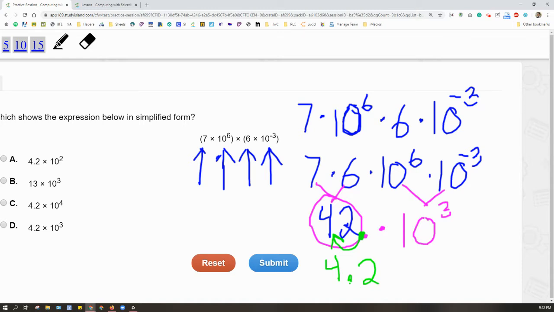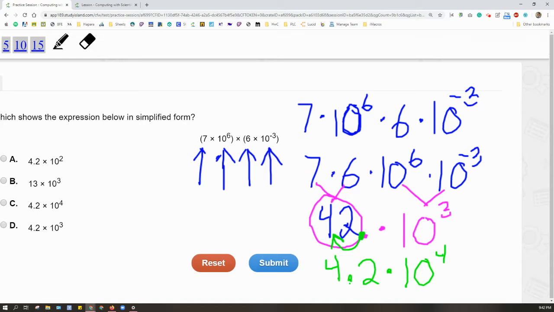When you move a decimal point, you're either making the number 10 times smaller or 10 times bigger. So if I change 42 to 4.2, I just made it 10 times smaller. Well, since 42 times 10 to the third was the right value, in order to compensate for making 42 10 times smaller, I need to multiply by something that's 10 times bigger. So I'll change 10 to the third into 10 to the fourth. So 42 times 10 to the third is the same amount as 4.2 times 10 to the fourth.